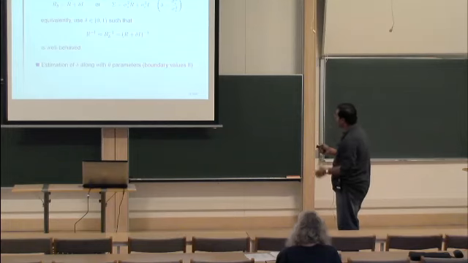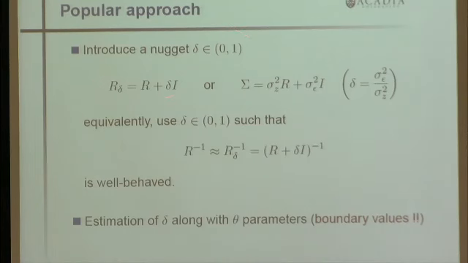A popular approach is to substitute R with R delta, and R delta is R plus delta I, just adding to the diagonal elements of R. This is equivalent to adding a nugget in the model, but we are talking about only a numerical fix. We are not talking about adding noise in the term. So this is equivalent to replacing R inverse by R delta inverse, but we have to pick delta that is big enough so that this is not near singular anymore, not ill conditioned anymore. Okay. So how do we estimate delta?